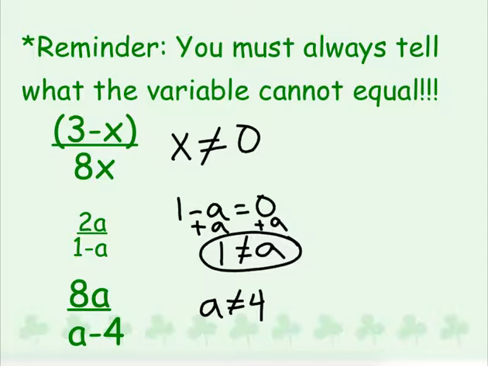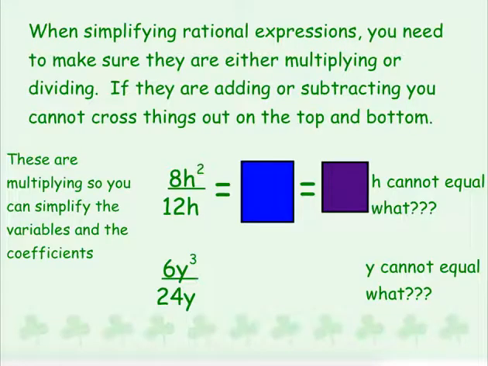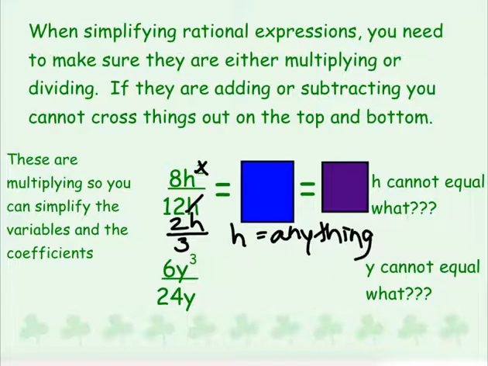Okay, so make sure that you can state the exclusions for these. Now let's make sure we can also simplify them. So let's simplify first. If I have 8h squared over 12h, remember I can go piece by piece. I'm going to simplify 8 over 12. Well, that's just 2 over 3, and then I can simplify the h squared over h, which means one of these h's can go away, and I'm left with an h on the numerator. And there are actually no exclusions, so h can be anything, we don't have any exclusions.